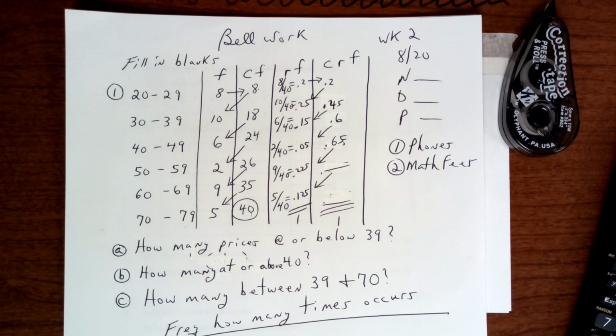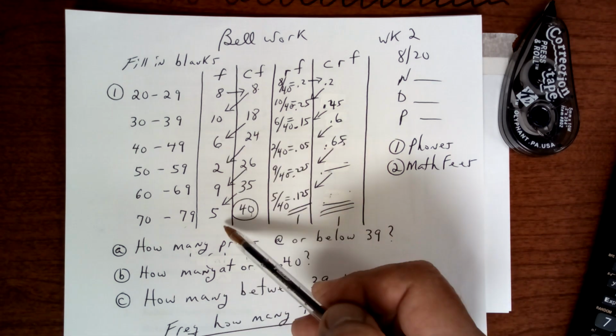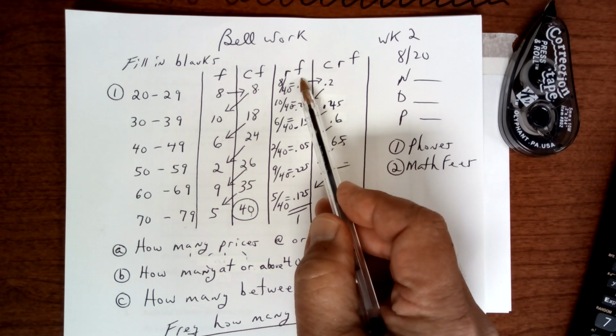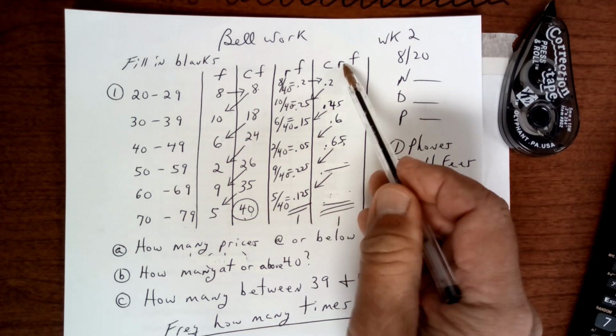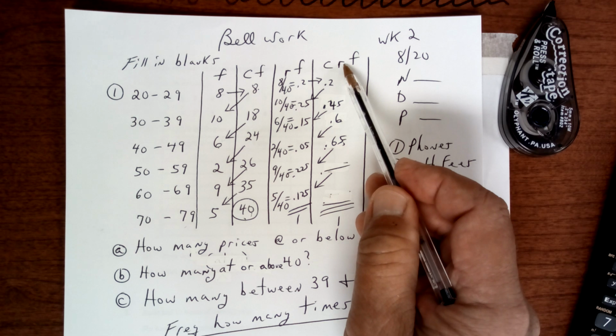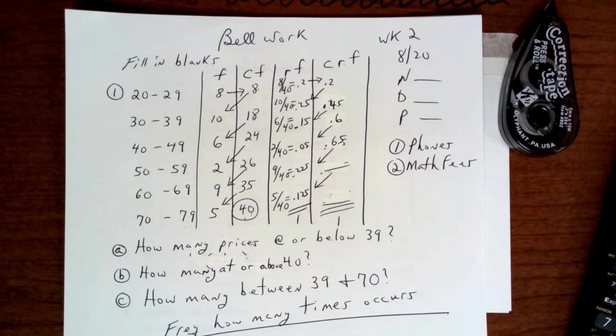Cumulative frequency, you slide it over, add it, and you go down. Relative frequency, you divide each one by the total. And cumulative relative frequency, slide it over, add. That's the procedure. So look here.